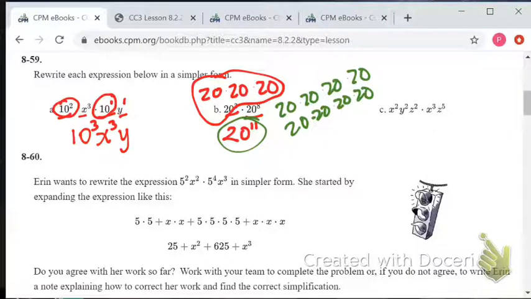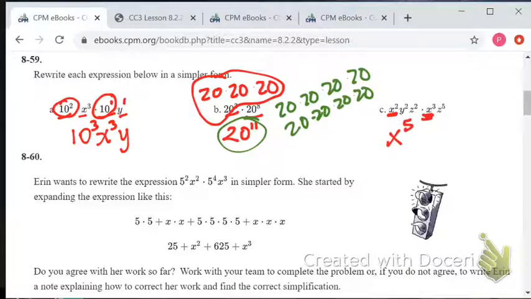Okay, and the last one gets a little bit sloppier, but same type of concept. We're going to start in ABC order. So we're going to do x, y, then z. So let's look at our x values. I have x to the second times x to the third. I've got 2 here and 3 there. So I have a total of 2 plus 3, which is 5.